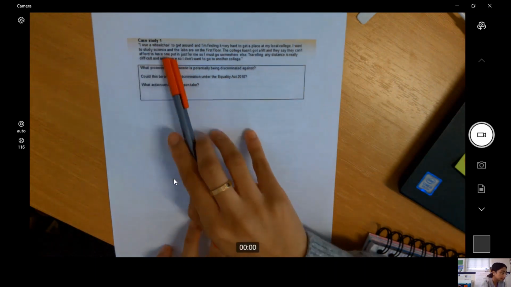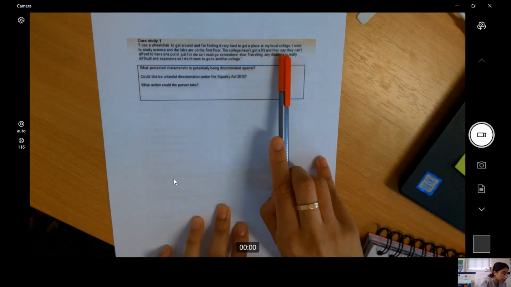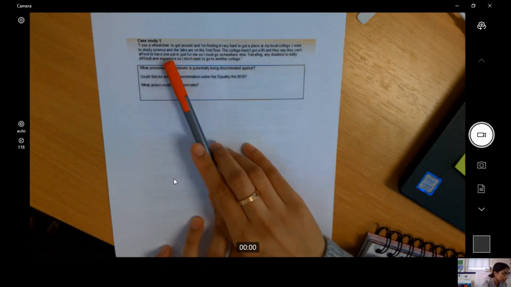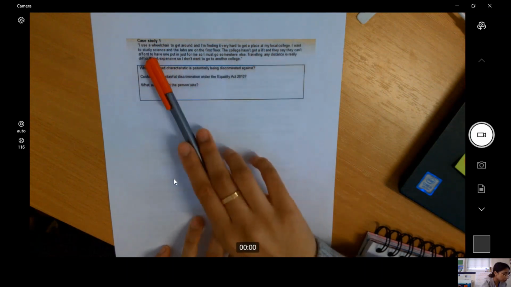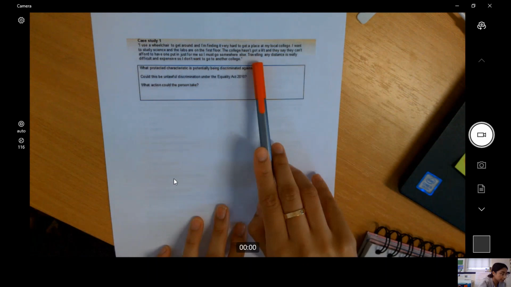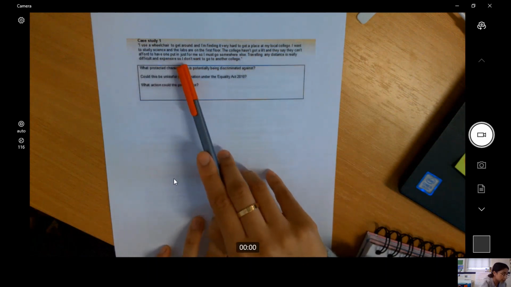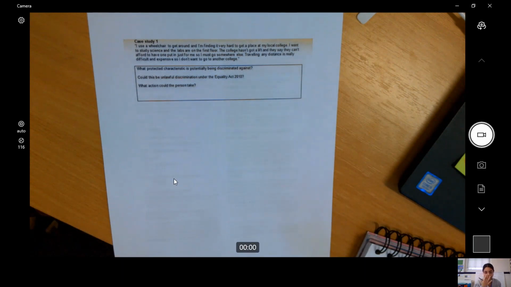It says, I use a wheelchair to get around and I'm finding it very hard to get a place at my local college. I want to study science and the labs are on the 1st floor. The college hasn't got a lift and they say they can't afford to have one put in just for me, so I must go somewhere else. Traveling any distance is really difficult and expensive, so I don't want to go to another college. Okay, so that's my case study here. It's a scenario I've been given.